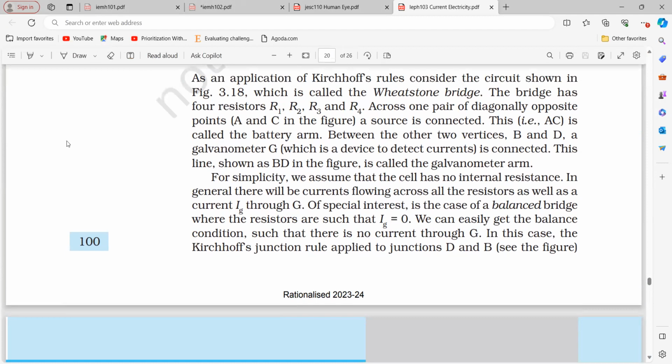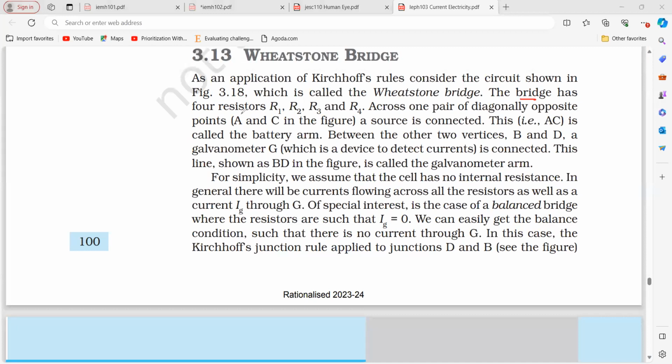So Wheatstone bridge, the bridge has four resistors R1, R2, R3, R4 across one pair of diagonally opposite points A and C in the figure. A source is connected. This AC is called battery arm because in between the points A and C we have connected the battery, so that's why we are calling it a battery arm. Between the other two vertices B and D, a galvanometer G, which is a device to detect current, is connected.